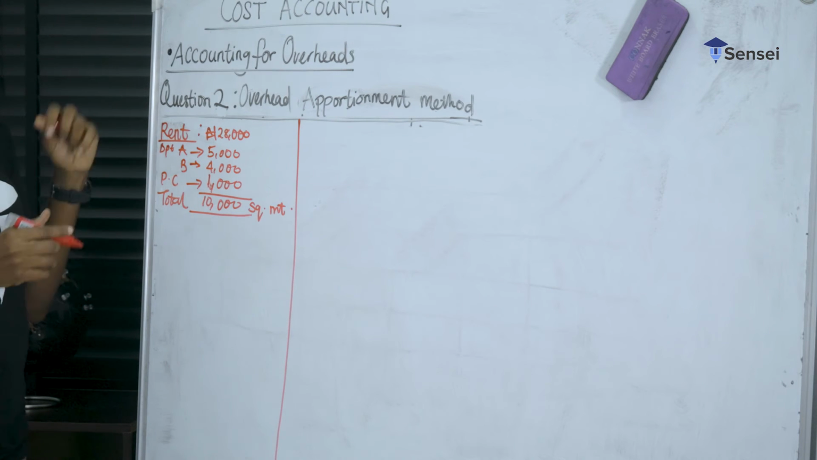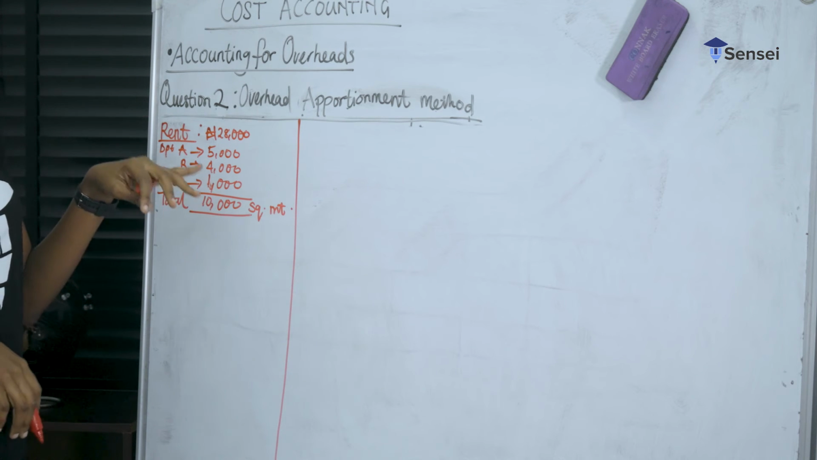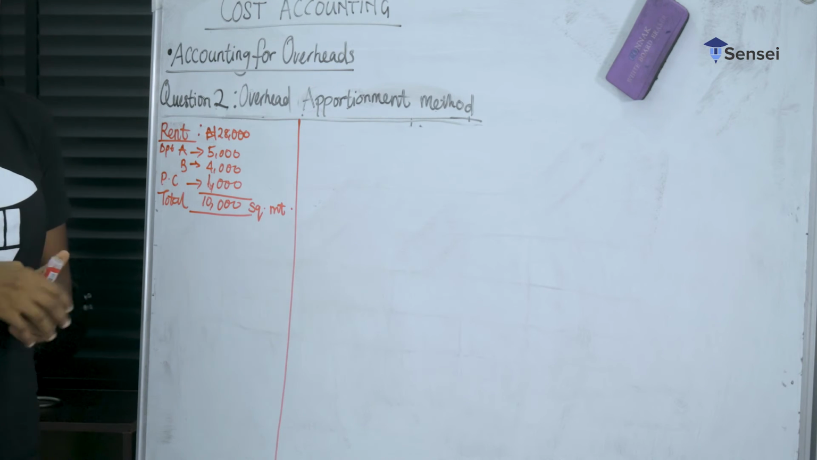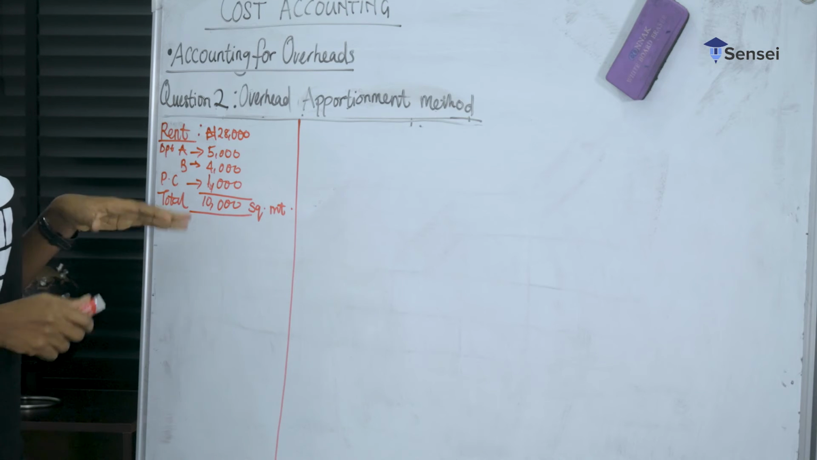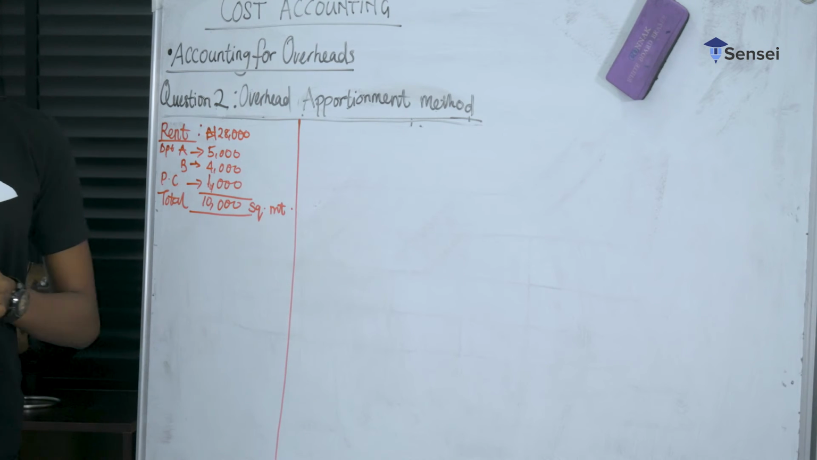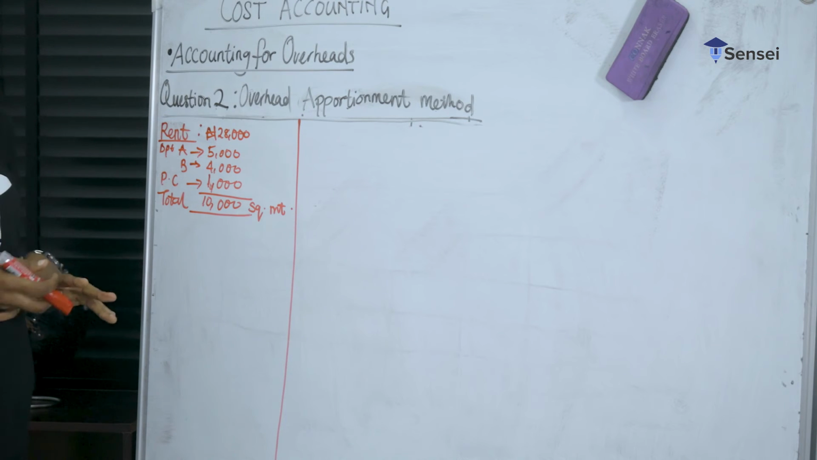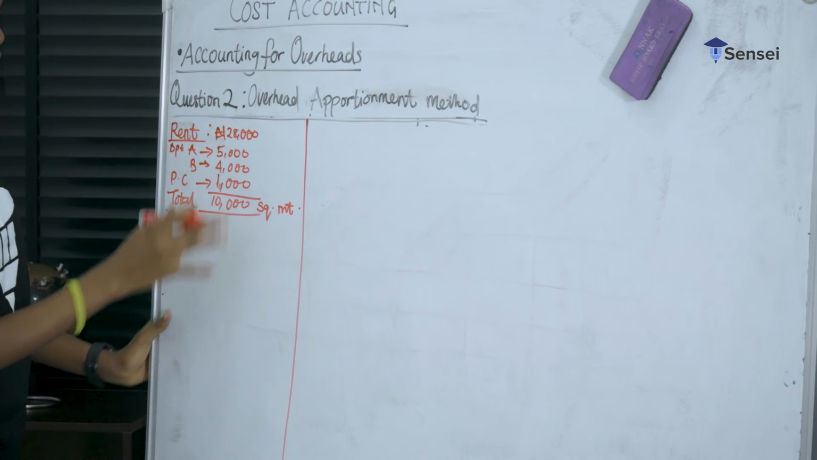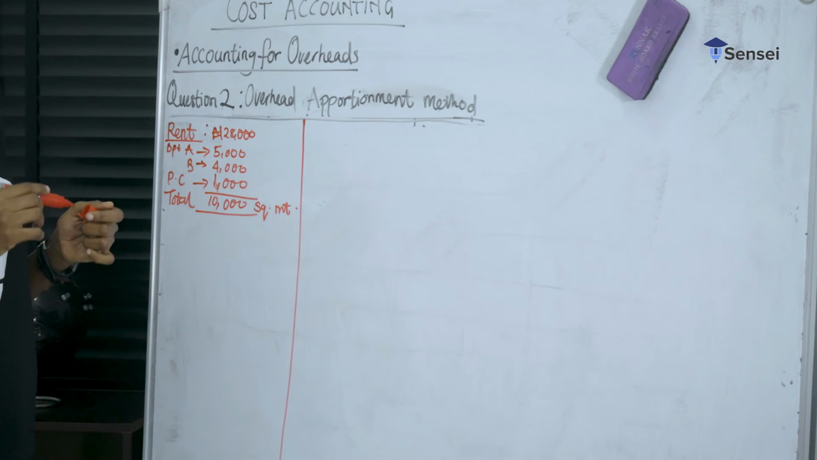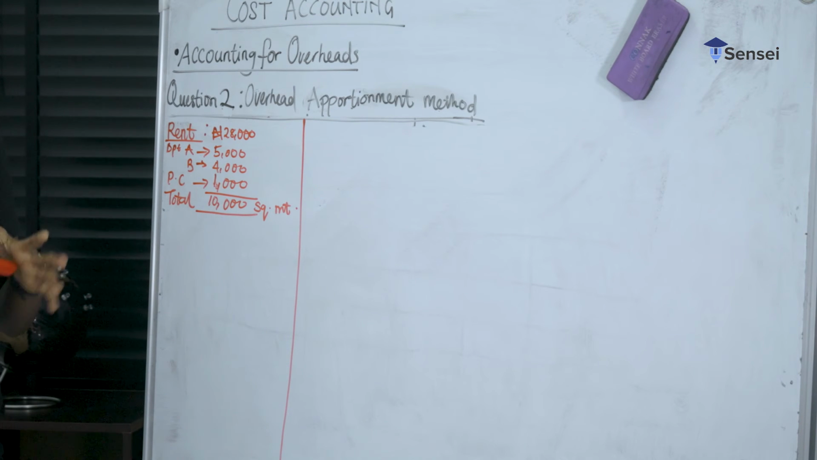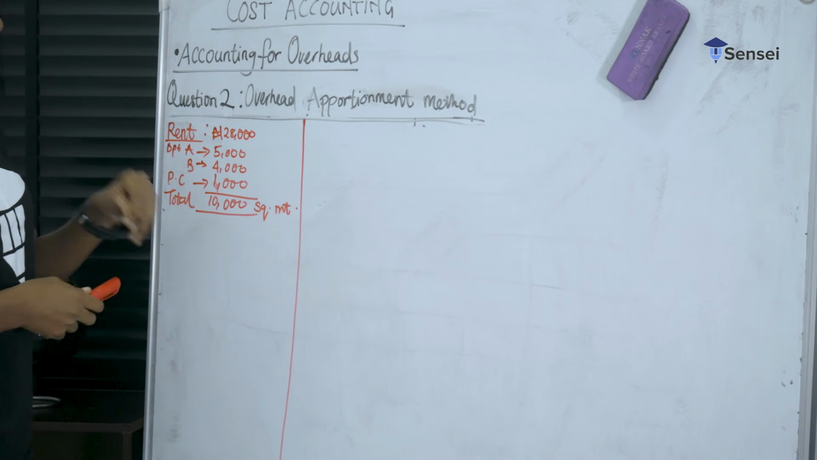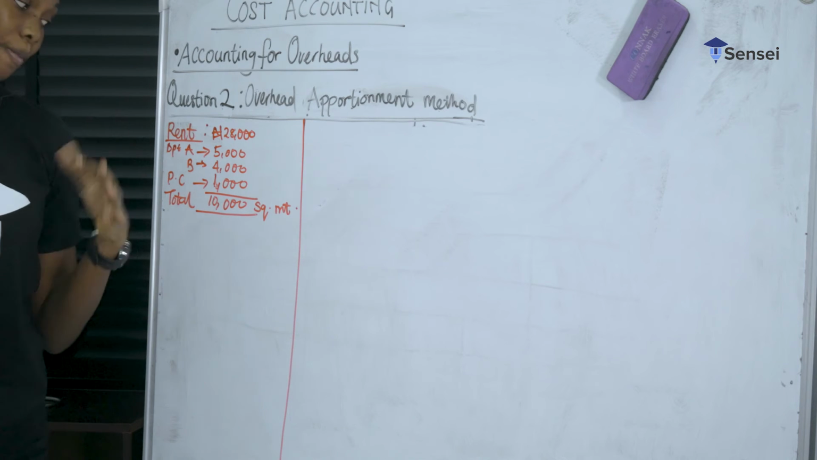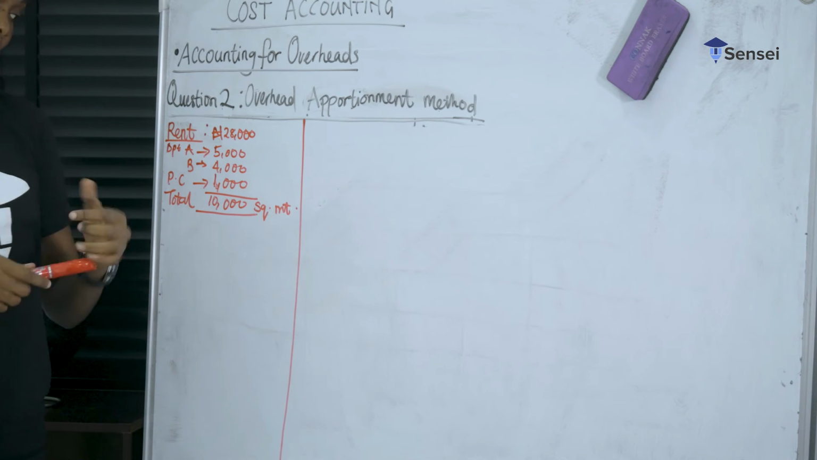Department A is occupying 5,000 square meters, while Department B is occupying 4,000 square meters, and Department C, that's the production control, the service department, is occupying 1,000 square meters. So to share the cost of 28,000 naira among these three departments, we'll follow this. The summation of the square meters occupied by the three departments is 10,000 square meters. That's 5,000 for Department A, 4,000 for Department B, and 1,000 for Department C. That's the production control department.